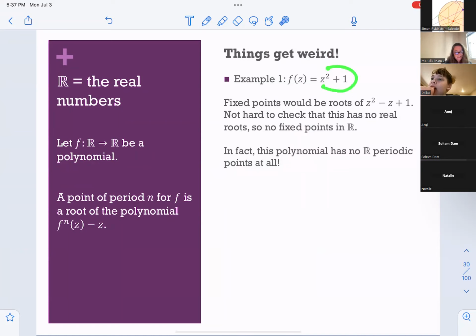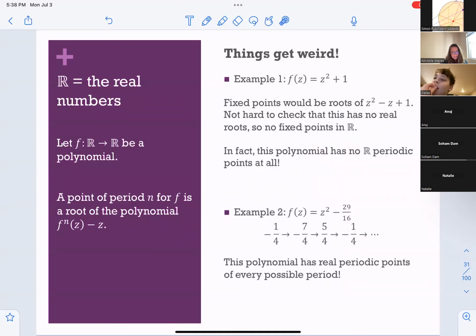Okay, so my first example is this one. I take the polynomial z squared plus 1. So fixed points would be roots of z squared minus z plus 1. And you can, if you want, hit that with the quadratic formula and convince yourself that there are no real roots. The roots of this guy are complex numbers. So this has no fixed points in the reals. And it turns out that it has no periodic points in the reals at all. None.